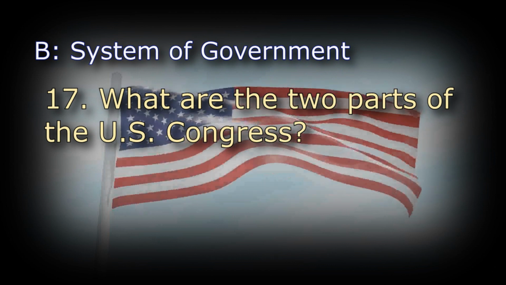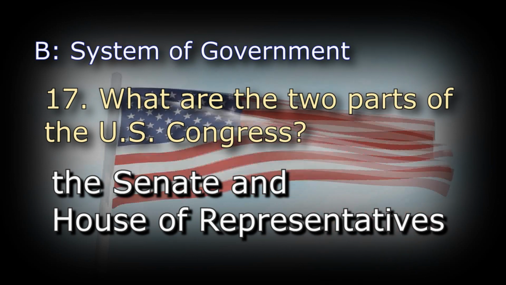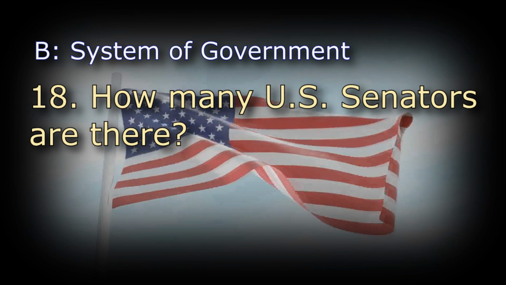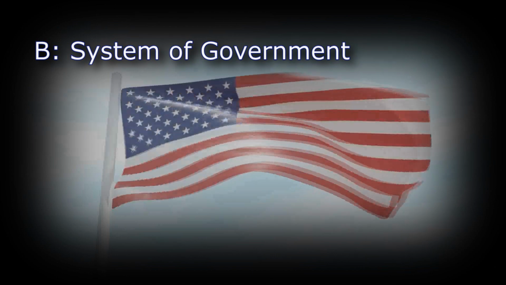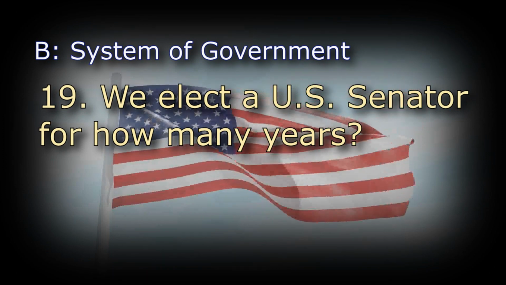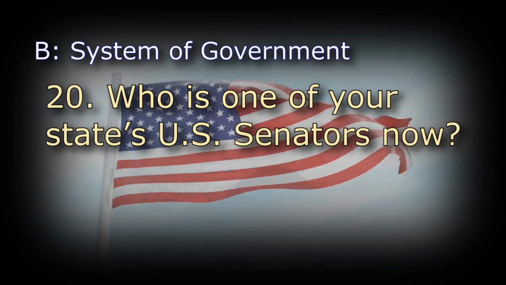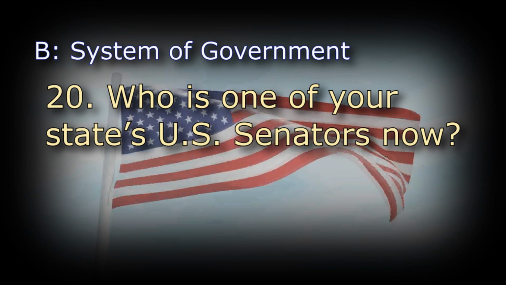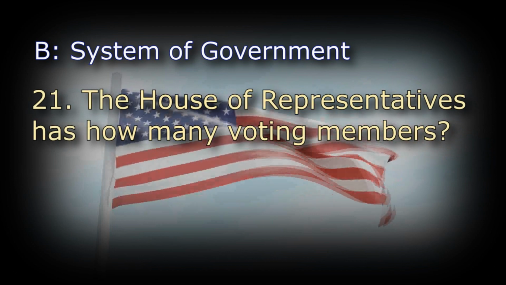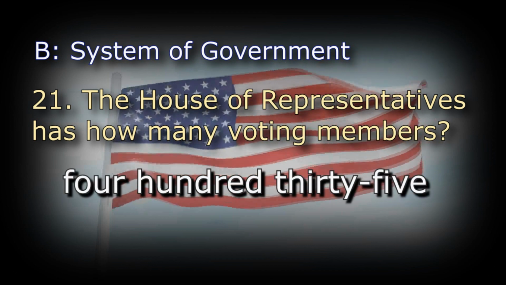17. What are the 2 parts of the U.S. Congress? The Senate and House of Representatives. 18. How many U.S. senators are there? 100. 19. We elect a U.S. senator for how many years? 6. 20. Who is one of your state's U.S. senators now? Klobuchar, Amy. 21. The House of Representatives has how many voting members? 435.